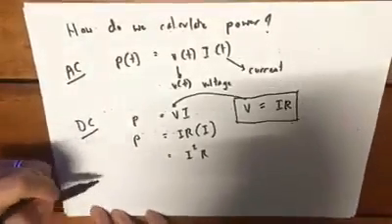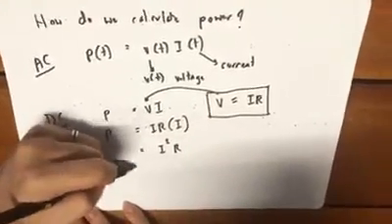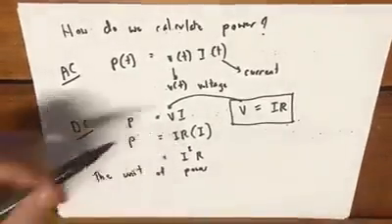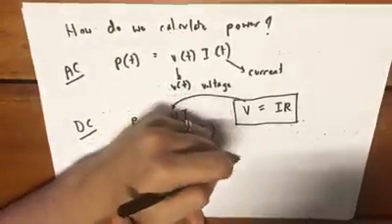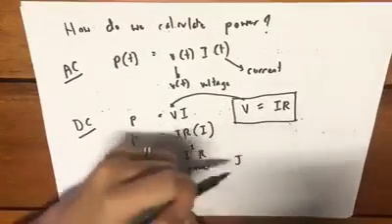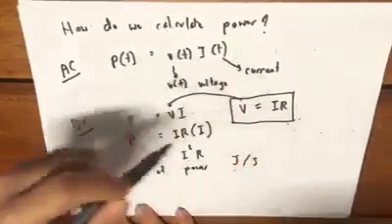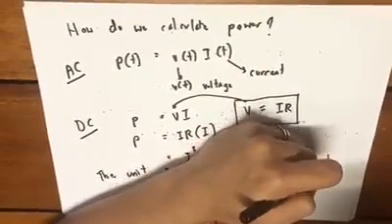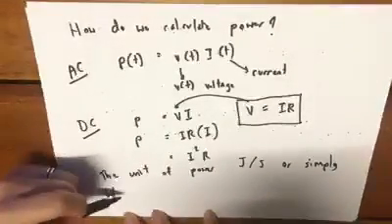And the unit of power. Well, since it's a rate, it's going to be equal to joule. Joule is the unit of energy, right? Per time, which is second. Or simply watt. W, big W, watt.